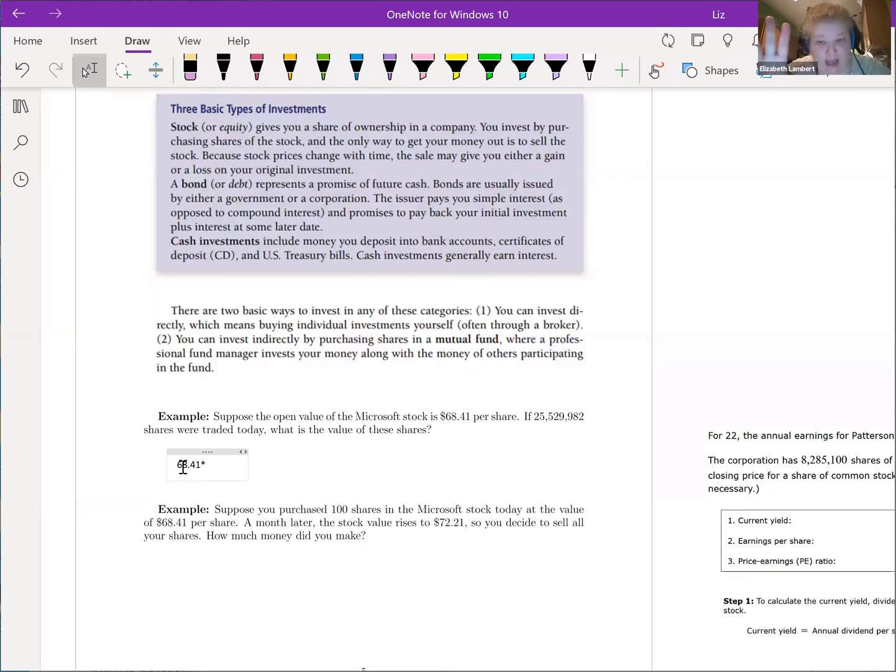68.41 times 25,529,982. So that is 1.7465 billion. That's what the E9 would be. 9 decimal places, 6 decimal places is millions, so another 3 puts it at billions.